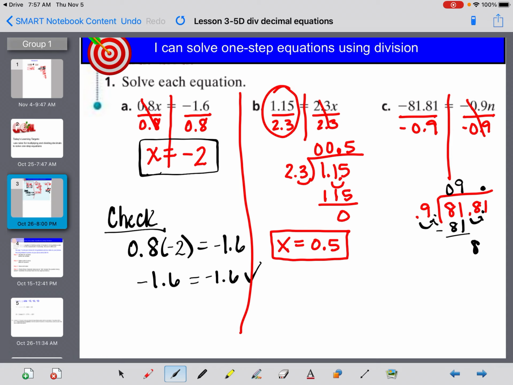Then I bring down the 8. 9 does not go into 8, so I need to bring down the next one. 9 goes into 81 9 times. My answer is 90 and 9/10. Then I need to decide if my answer should be positive or negative. A negative divided by a negative gives me a positive answer.